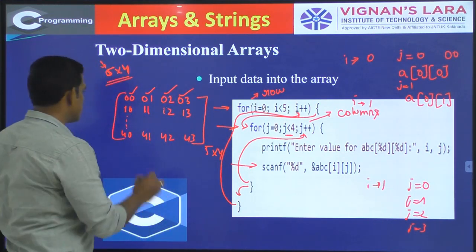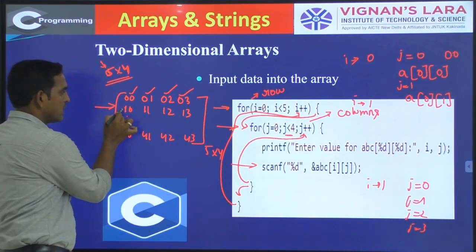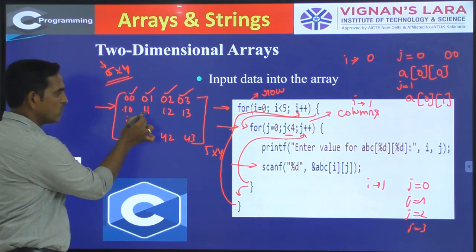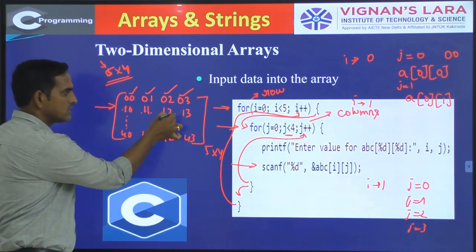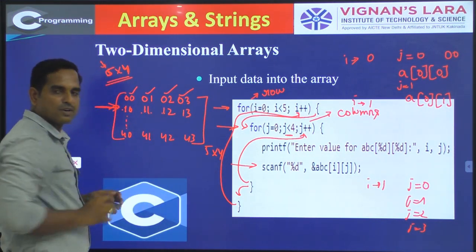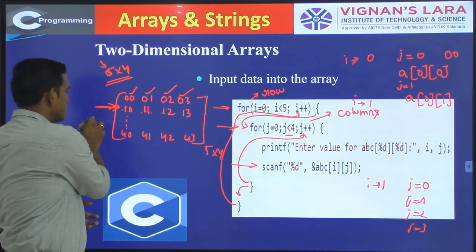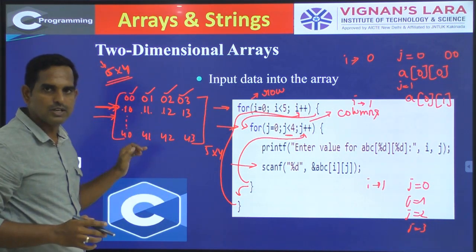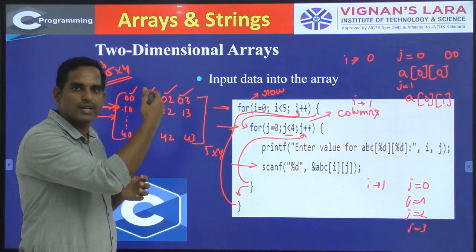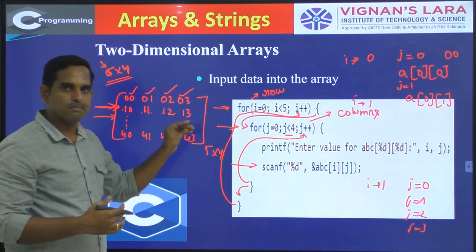So when i value is 1, it will go for the second row. i value 1, j value 0; i value 1, j value 1; i value 1, j value 2; i value 1, j value 3. So it will take the input of your second row. Again i value will become 2, and it will take the input of the third row. In the same manner, you are going to take the input of all the rows present in your complete matrix.